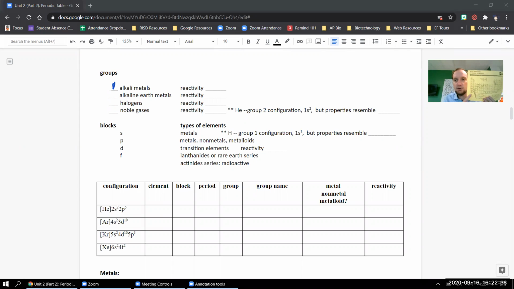All of these are called alkali metals, and they are very, very reactive. So reactive, again, that some of these cannot be found in their natural state. For example, francium down here, we've never really seen francium because it's so reactive, it doesn't stay by itself.